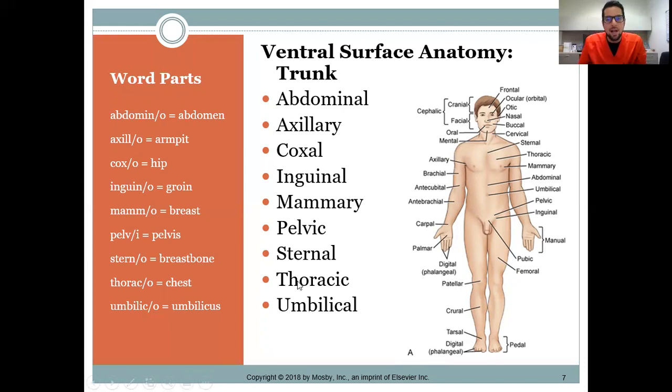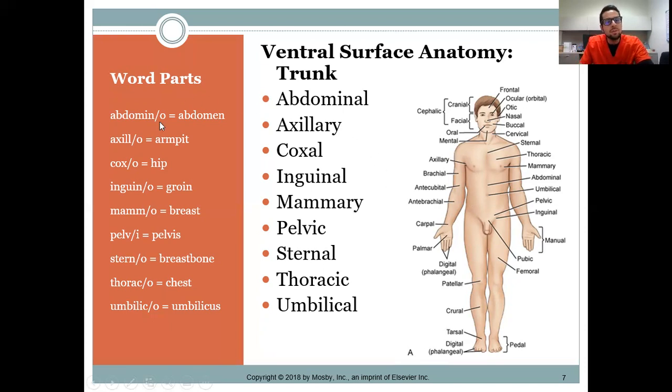Thoracic, very interesting with thoracic. Now, thoracic spine is going to be on the posterior or dorsal side, which we'll get into next. But thoracic can also be the thoracic cavity, which is the front. Okay, so don't get confused with that. Thoracic cavity is the front. Thoracic cavity houses the lungs, the heart. So don't get confused on those aspects, okay?